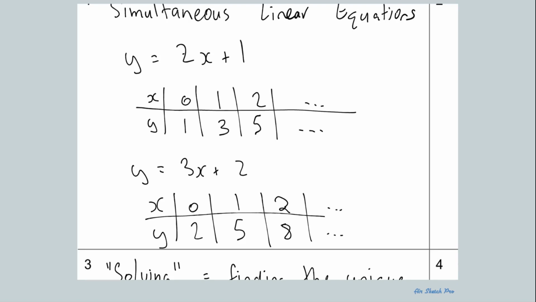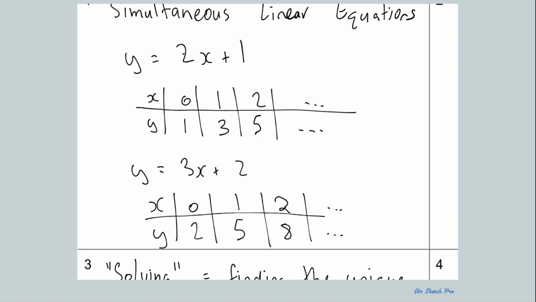And this is a solution pair, often written as coordinates. So we've got (0, 1), (1, 3), (2, 5), etc. All of these satisfy the equation. And that means that if I substitute this in for x and calculate it, I get the y value. So what does this all mean?